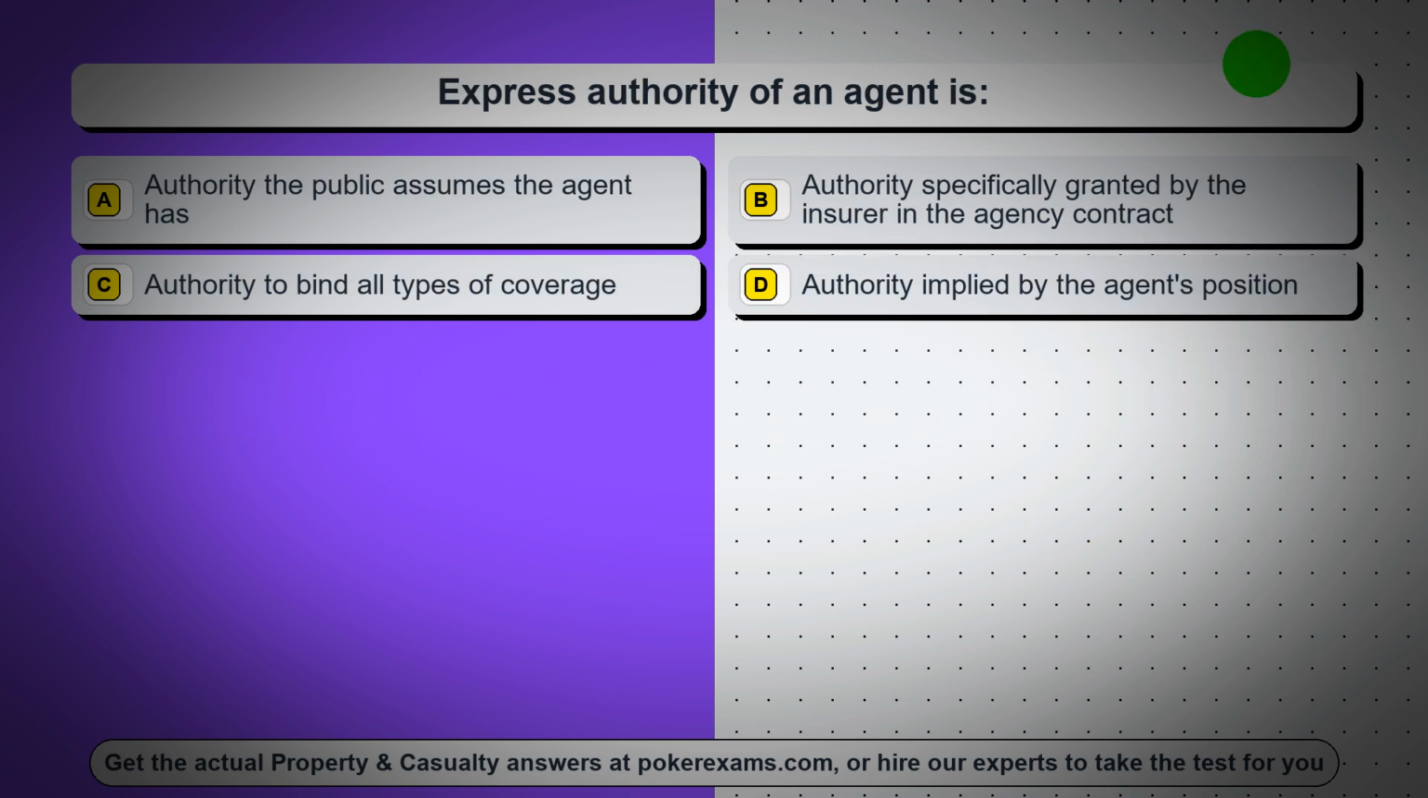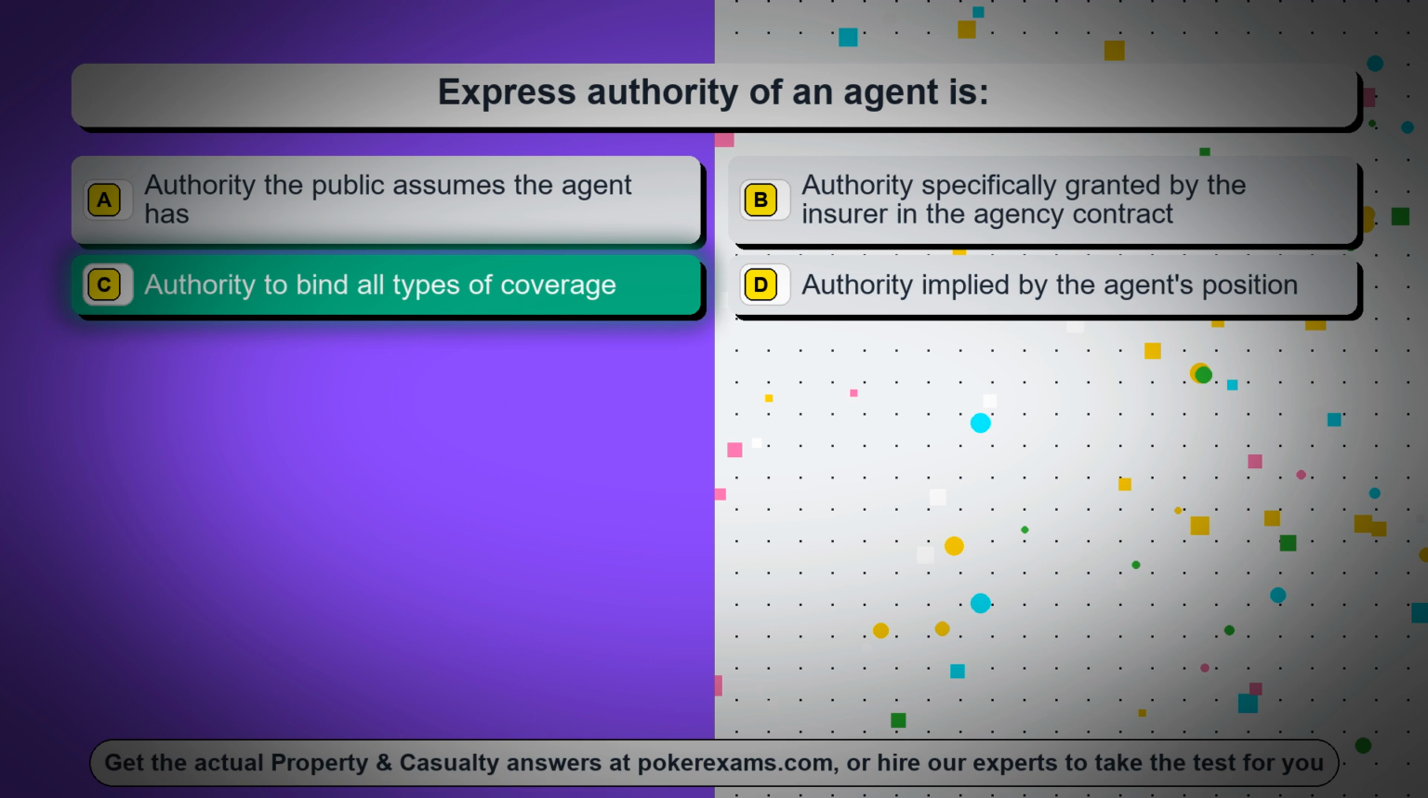Question 55. Express authority of an agent is, option A, authority the public assumes the agent has. Option B, authority specifically granted by the insurer in the agency contract. Option C, authority to bind all types of coverage. Option D, authority implied by the agent's position. The correct answer is option C, authority to bind all types of coverage.